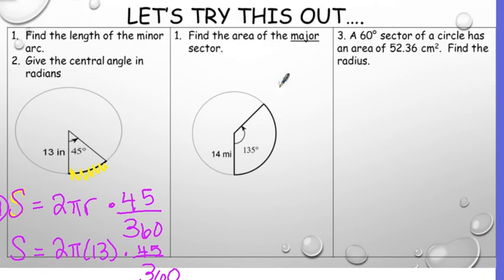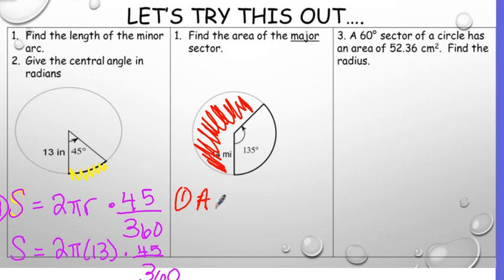Okay, so now the next question says, find the area of the major sector. If you look at this, it wants me to find the area of this piece. Area is the inside space, and this is the major sector. This arc is bigger than this side over here. So I'm going to use my formula that says the area of a sector is equal to pi r squared times the central angle over 360.